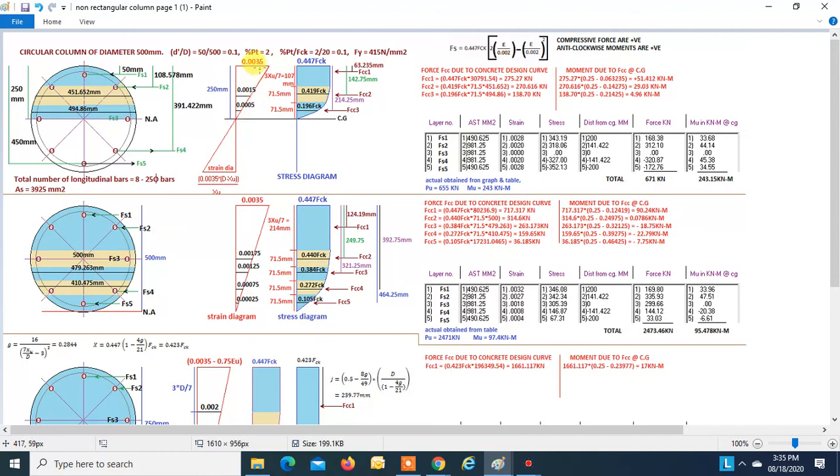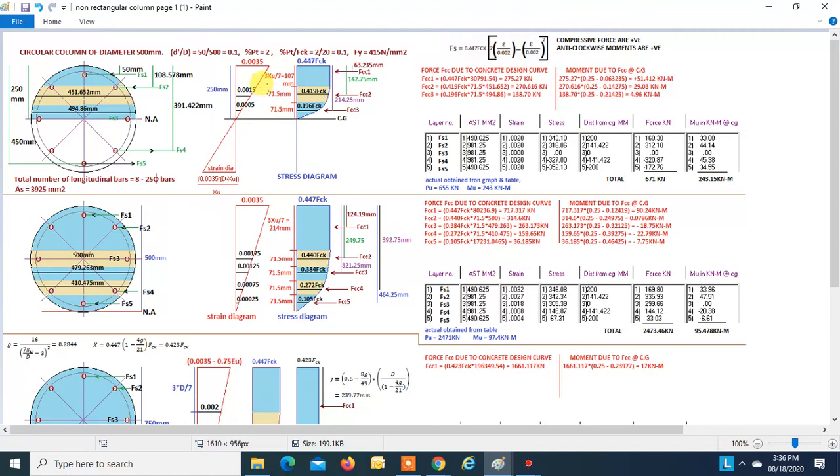Okay, the strain on the outermost concrete face will be the ultimate strain, 0.0035, and the strain on the tensile face will be 0.0035 into (d minus xu) divided by xu. Now this is our stress diagram. When the neutral axis is in the column section, we know that the stress diagram will be similar to that for the flexure member, right? So we know this is our concrete design stress diagram.